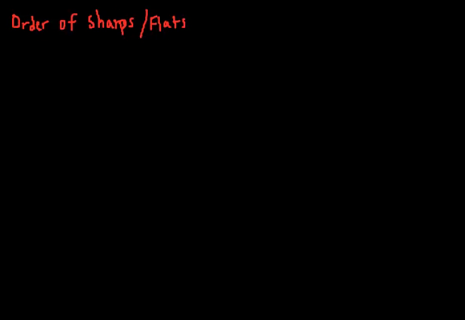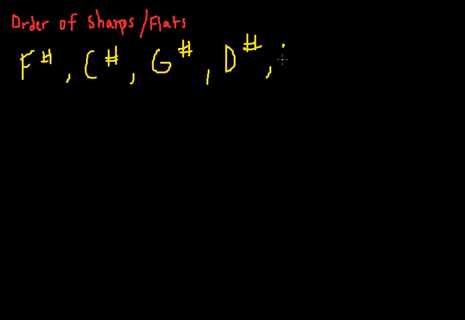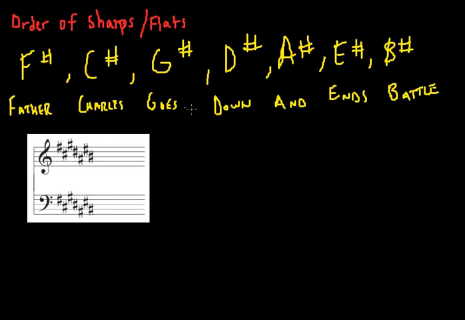Anyways, so basically the order of sharps would be F sharp, C sharp, G sharp, D sharp, A sharp, E sharp, and B sharp. Right. Okay. So the mnemonic that most people use is "Father Charles goes down and ends battle." I can write that down really quickly. Right. There we go. "Father Charles goes down and ends battle."